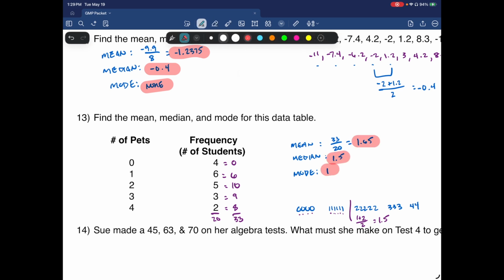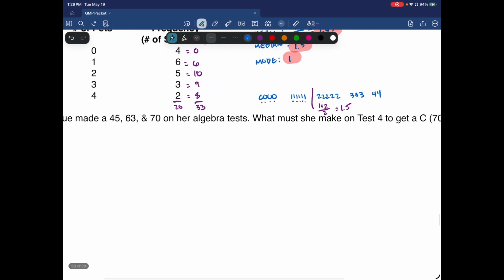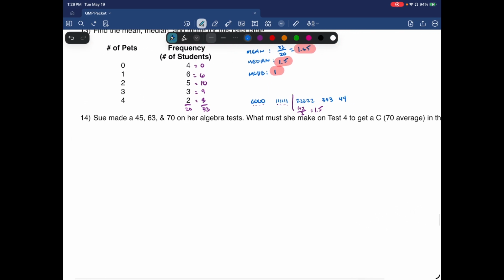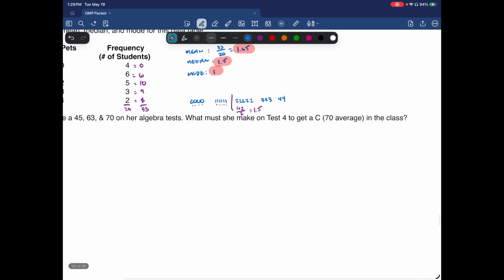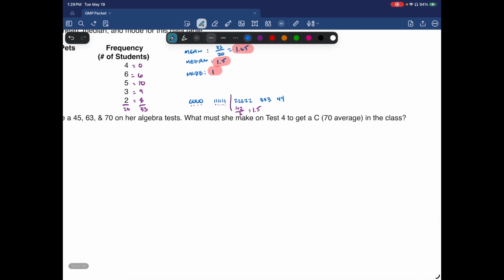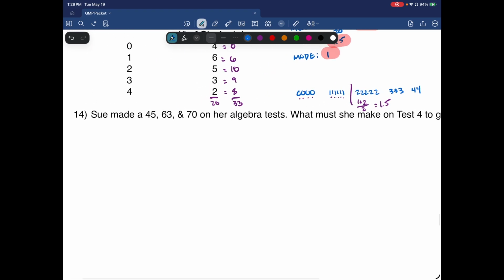Okay, let's see. Last one. Sue made a 45, a 63, and a 70 on her algebra test. What must she make on her next test to get a C average? Okay, so students do this all the time. They're trying to figure out what they need to make in order to keep a certain grade or make a certain grade. And so I don't know what the fourth test is, but I got the first three tests are 45, 63, and 70. I'm dividing by 4 because there's 4 tests. And she needs to equal the 70 in order to get the grade that she wants.